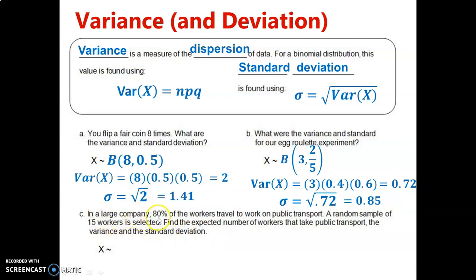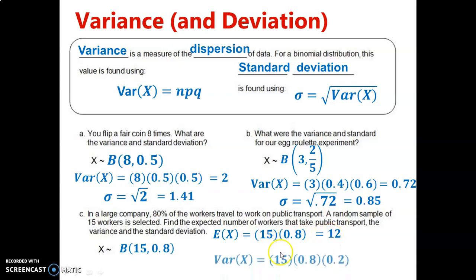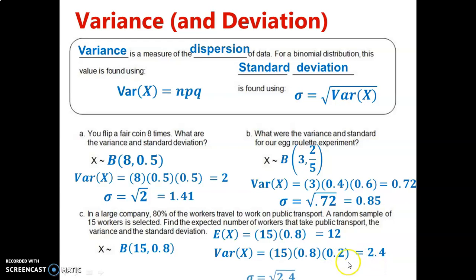C. In a large company, 80% of workers travel to work using public transport. A random sample of 15 workers is selected. Find the expected number of workers that take public transport, the variance, and the standard deviation. Try that now. Okay, here's our binomial distribution, 15 trials, 80% chance they take public transport. Here's our expected value, which is 12. Here's our variance, which is 2.4. And here's our standard deviation, which is 1.55.